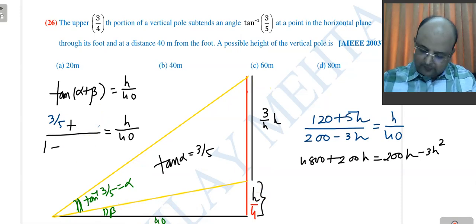Sorry dears, it happens. h upon 160 upon 3h upon 16 5 800.